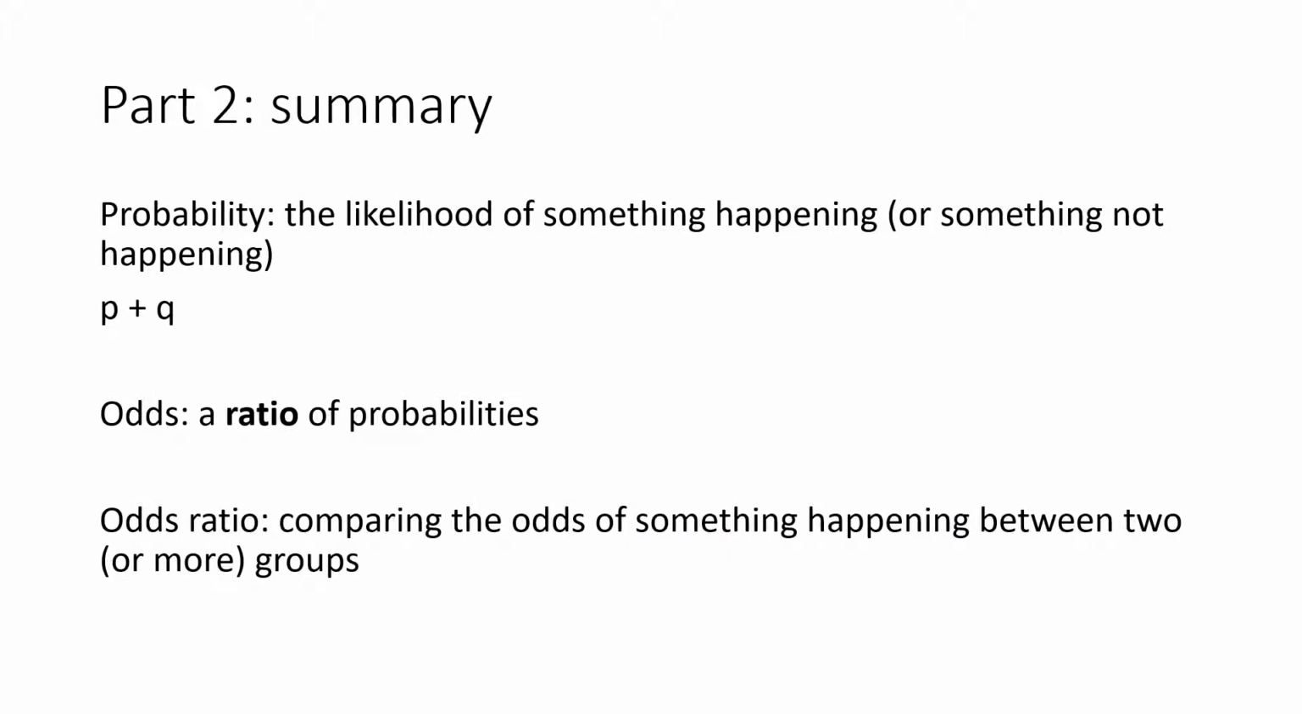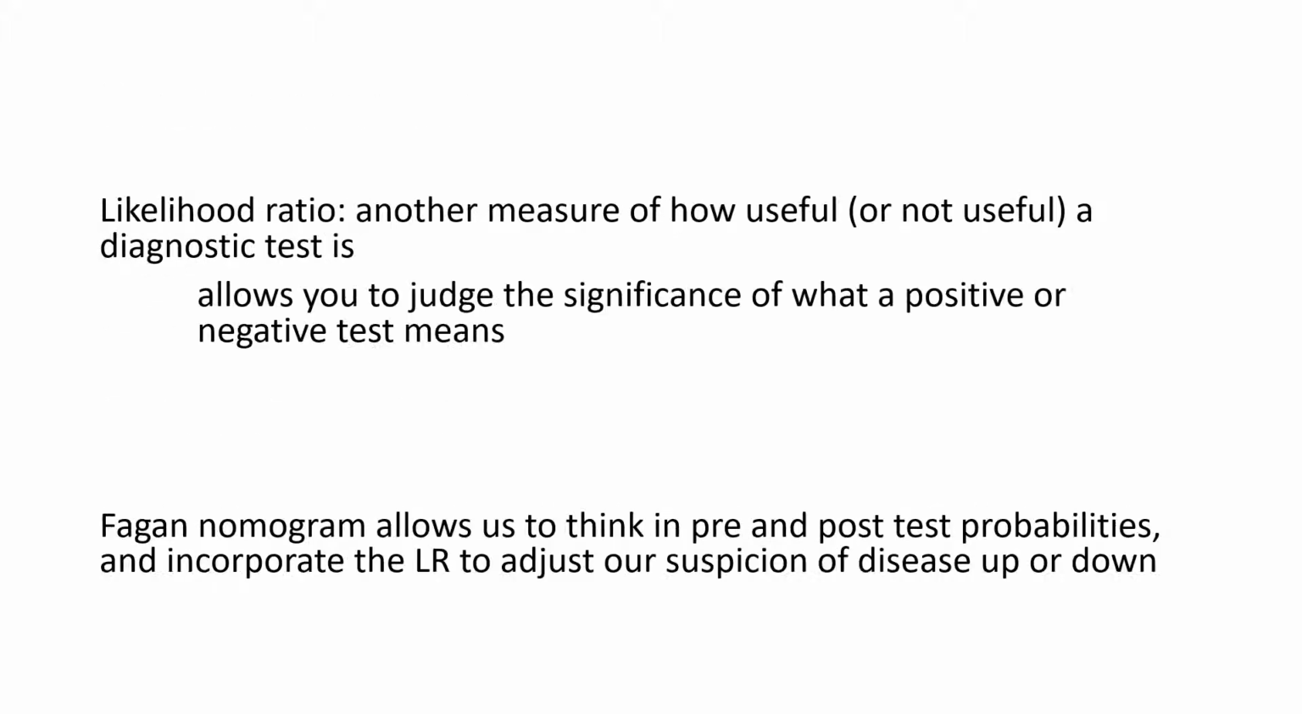So summarizing part 2, probability is the likelihood of something happening or not happening, which is P plus Q. Odds are a ratio of probabilities, P divided by Q. The odds ratio compares the odds of something happening between 2 or more groups. A likelihood ratio is another measure of how useful or not useful a diagnostic test is. And it lets you judge the significance of what a positive or negative test means. Do you feel more confident about making a diagnosis, or more confident about not making a diagnosis, or not all that helpful? And the Fagan nomogram helps us to think in pre- and post-test probabilities and incorporate likelihood ratio to adjust our suspicion of disease up or down.